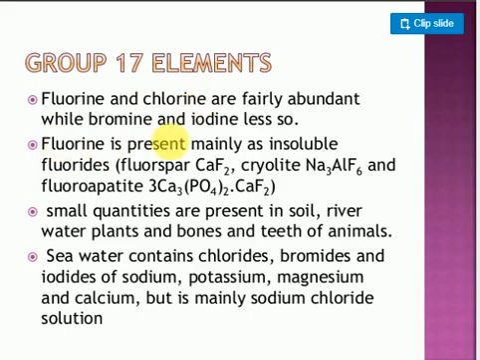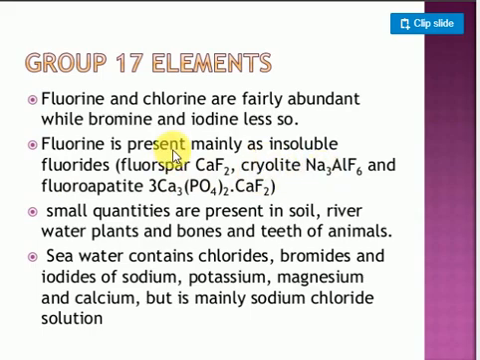Next, fluorine is present mainly as insoluble fluorides: calcium fluoride, cryolite, very important. We discussed in the electrolysis of alumina that to extract aluminum we use cryolite. Cryolite increases the conductivity, so the aluminum reduction takes place easily. Next is fluoroapatite, calcium phosphate with calcium fluoride. Remember fluorospar and cryolite, very important. They are the main source of fluorine.